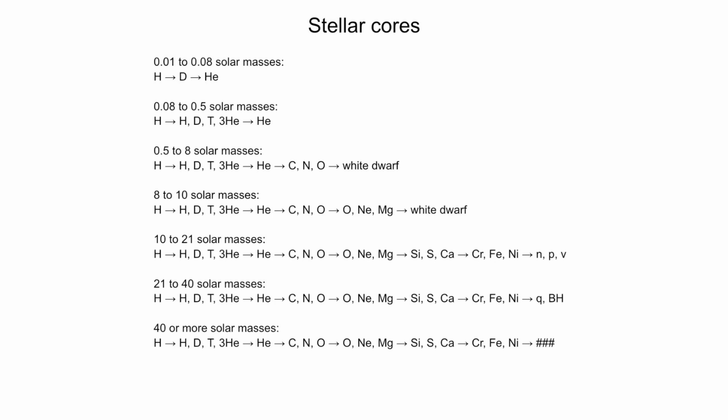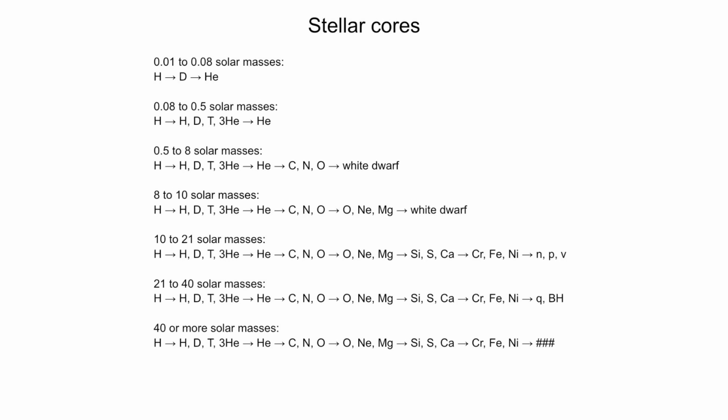From 10 to 21 solar masses, it goes all the same as 8 to 10, except after the oxygen, neon, and magnesium, it goes to silicon, sulfur, and calcium, then chromium, iron, and nickel. Then it collapses into a neutron star, creating an extremely powerful supernova.